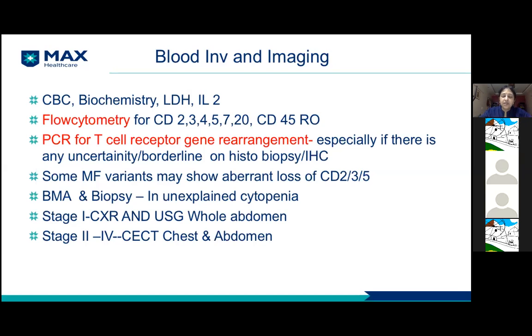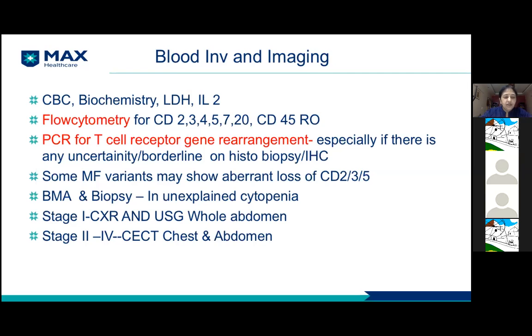Essentially, bone marrow aspiration and biopsy is not recommended routinely for all patients. But if your patients have unexplained cytopenias, or if you find they have erythroderma, or if you find that they have very advanced disease, I still do bone marrow aspiration and biopsy for them.